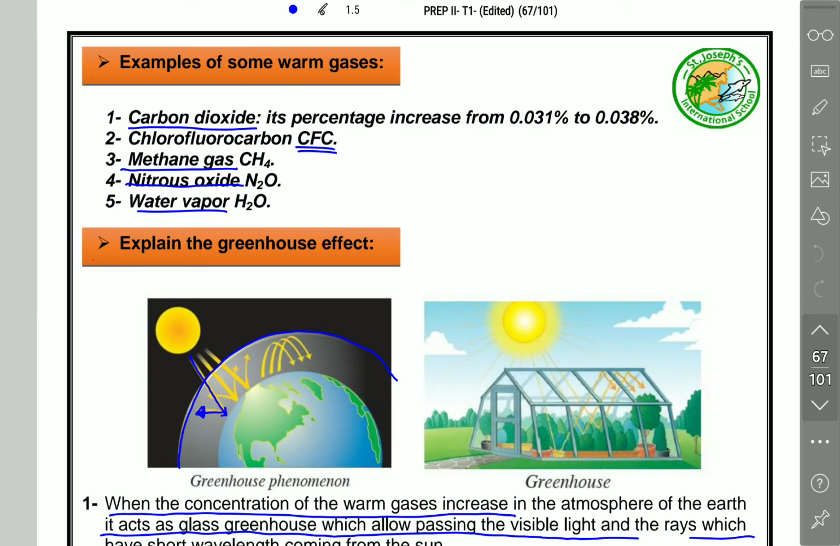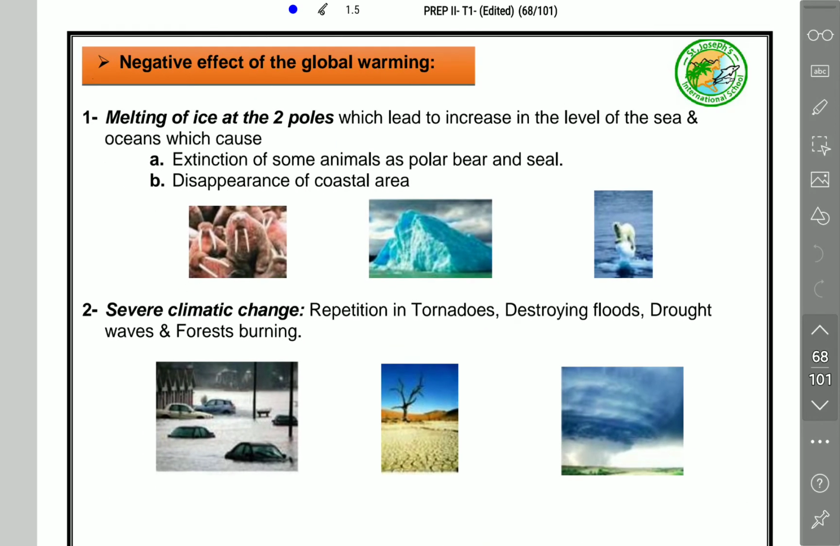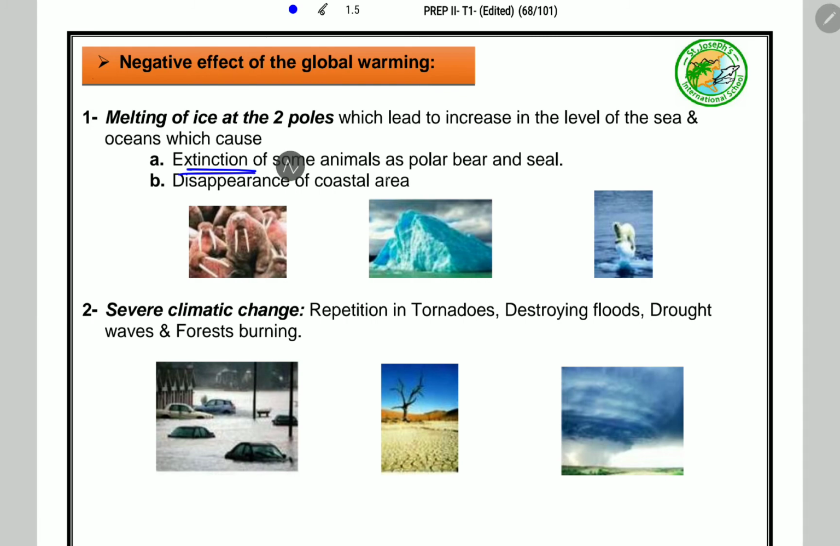What are the negative effects of this global warming? First, melting of ice at the 2 poles, which leads to an increase in the level of the seas and oceans, and this causes, number 1, extinction of some animals such as polar bears and seals. They will go extinct. Number 2, it causes disappearance of coastal areas because the water level increases. Why does the water level increase? Due to melting of ice at the 2 poles.